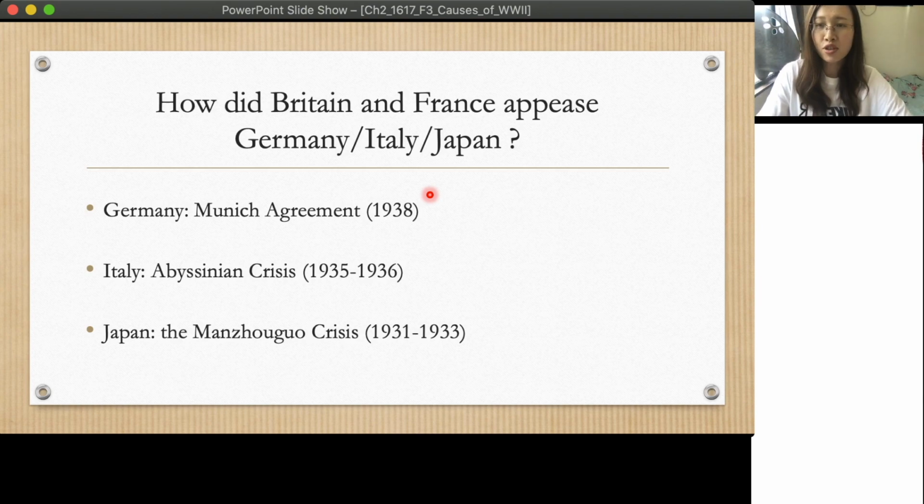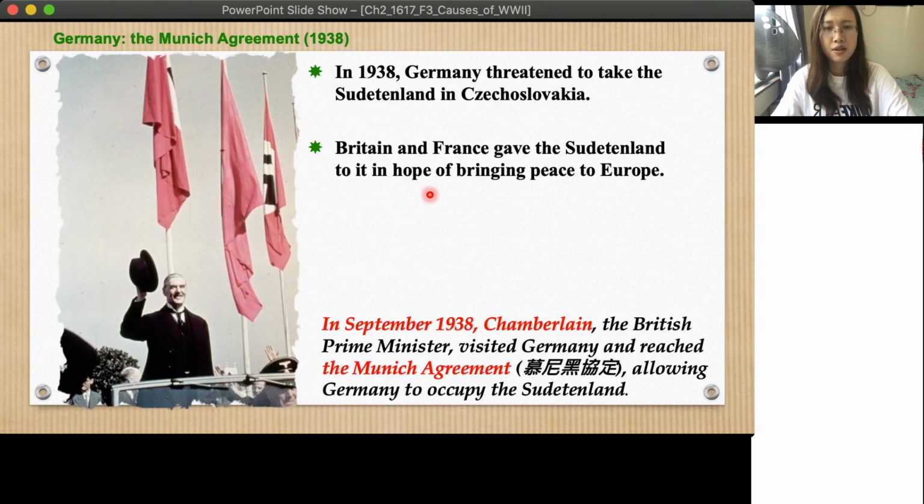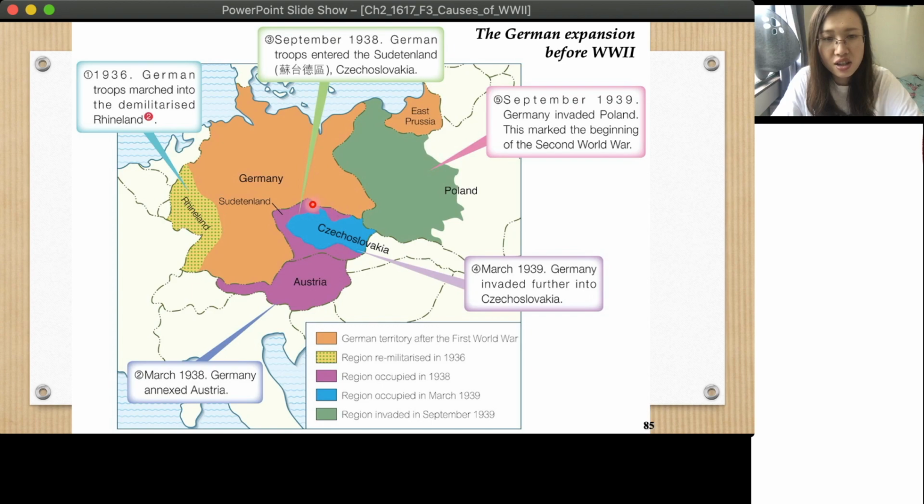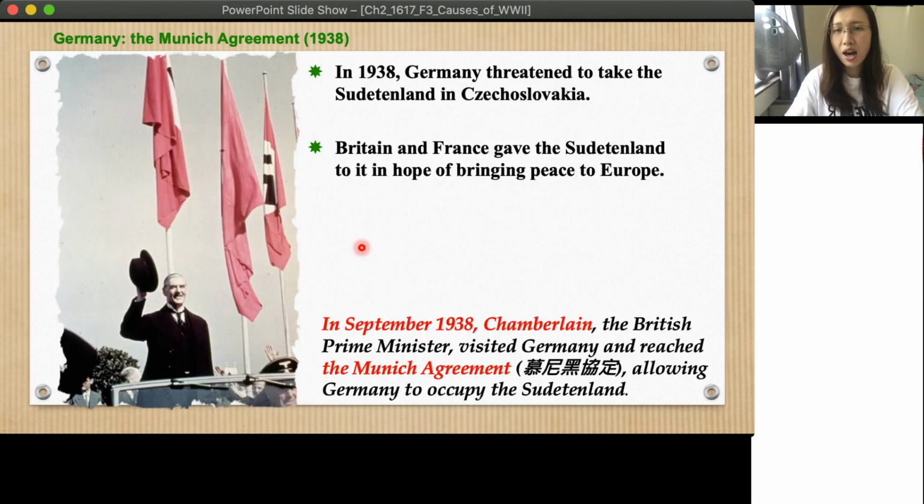It's the time from the source we just read about the arrangement for Czechoslovakia, when Germany started to expand to Czechoslovakia. So in 1938, Germany threatened to take the Sudetenland in Czechoslovakia. Sudetenland is here. You can see it in this purple area. It was a part of Czechoslovakia. In Sudetenland, a lot of people were Germans. That's the reason why Hitler used this as an excuse to expand to Sudetenland in Czechoslovakia.